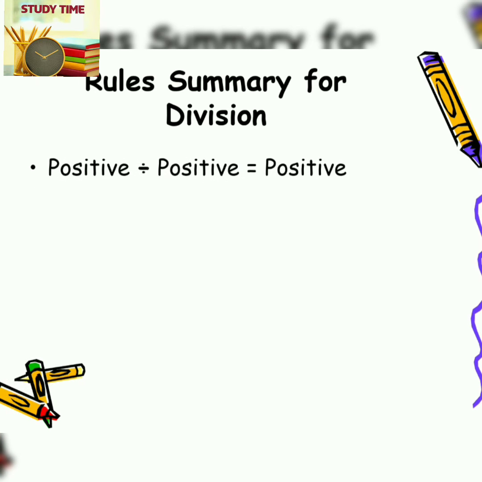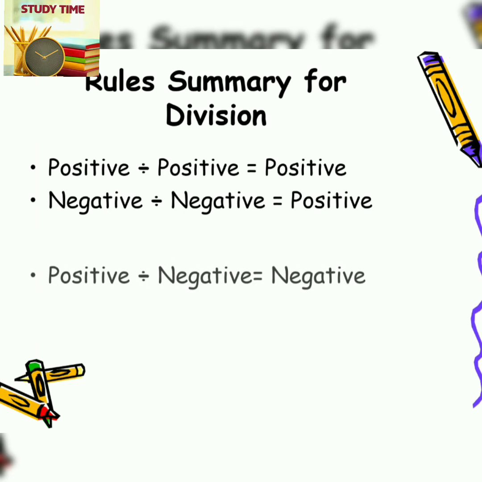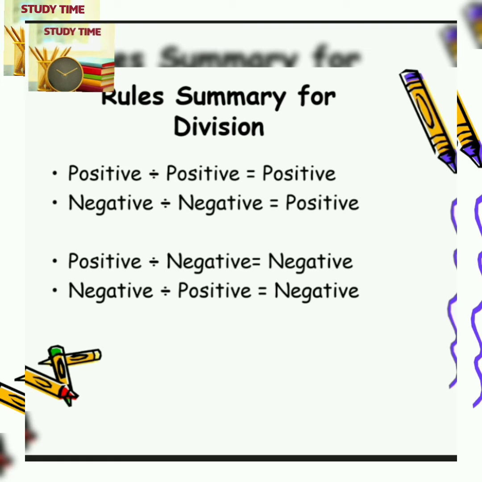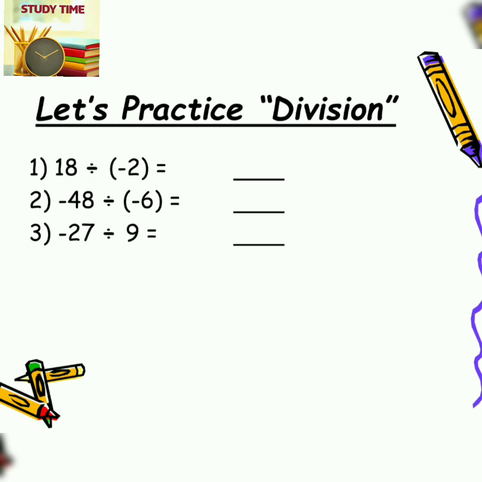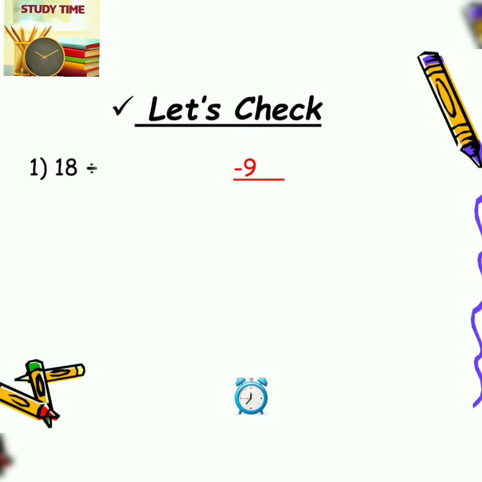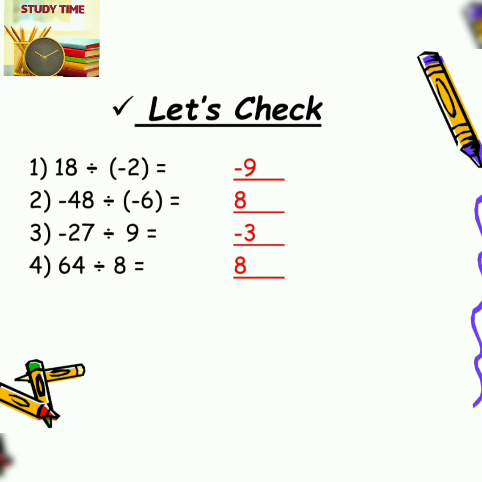Now the rule summary for division. Positive divided by positive, positive. Negative divided by negative, positive. Positive divided by negative, negative. Negative divided by positive, negative. Now let's practice division. Your timer is started. Time up. Now let's check the answers. Answers are displayed on your screen. Cross check all your answers.